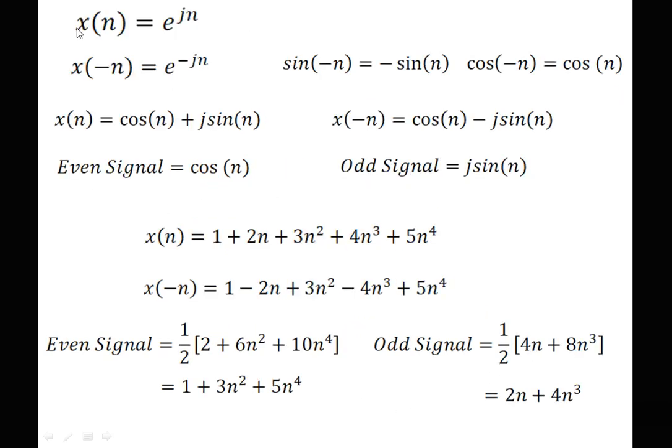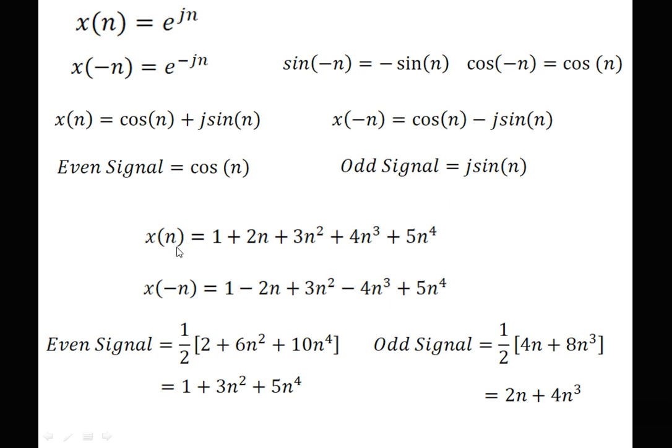Next is a simple example again. x of n is equal to e raised to jn. We can represent x of minus n is equal to e raised to minus jn. Now we can represent x of n as cos n plus j sin n, and x of minus n is cos n minus j sin n. Even signal is nothing but the addition average, and the odd signal is nothing but the subtraction average. So we are getting j sin n.